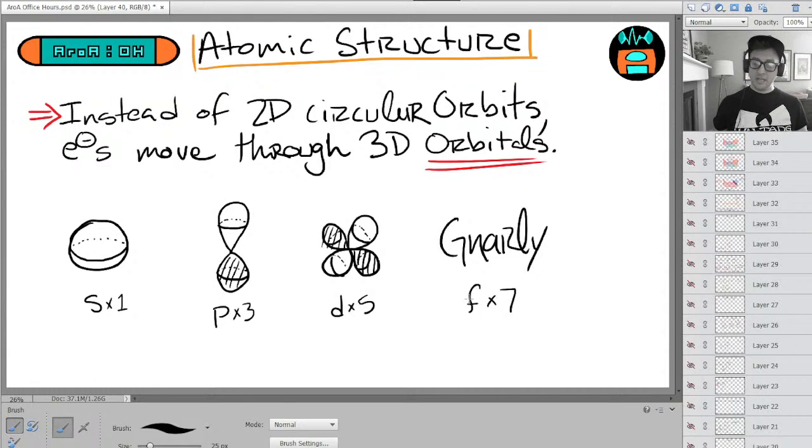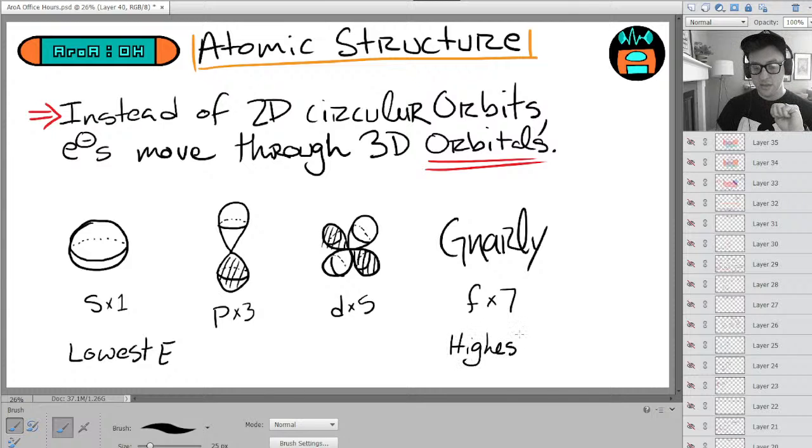So that's good. Why am I drawing any of these in the first place? Here's the reason. The complexity of the orbital shape corresponds to the energy it takes for the electron to occupy that orbital. So the s orbital is the lowest energy orbital in existence. The f orbital is the highest energy orbital in existence.